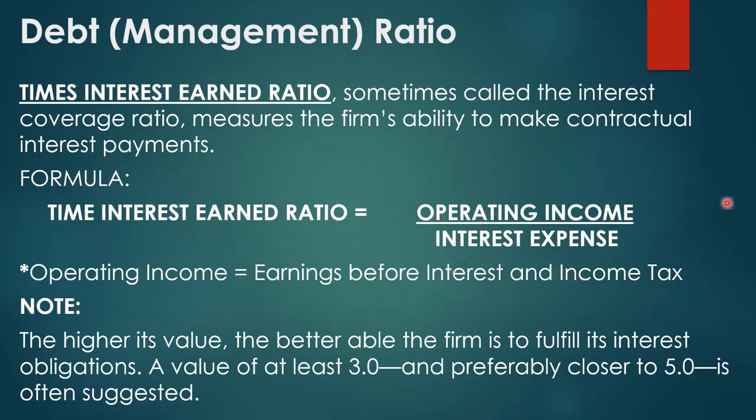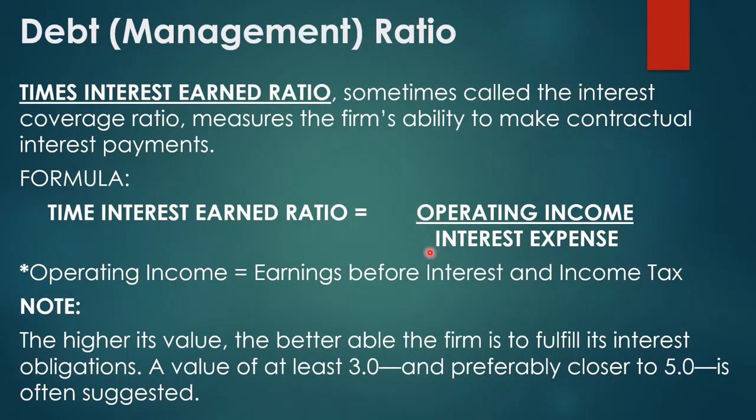Yan si operating income. Tandaan niyo yan. So, take note, the higher its value, the better able the firm is to fulfill its interest obligation. So, kung makikita natin, kapag mas mataas yung value nito, ibig sabihin, either mas mataas yung operating income or mas mababa yung interest expense, ibig sabihin, the higher the value ng time interest earned ratio, the higher the capability of the operating income to cover the payment of interest expense. Ulitin ko, the higher the value of the time interest earned ratio, the higher the margin of safety, or the higher the capability of the operating income to cover the payment of interest expense.